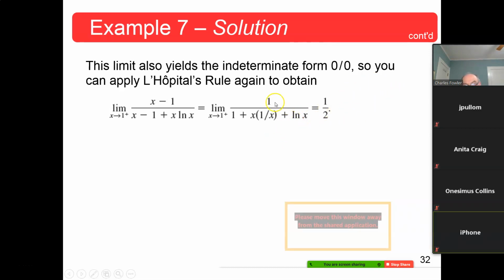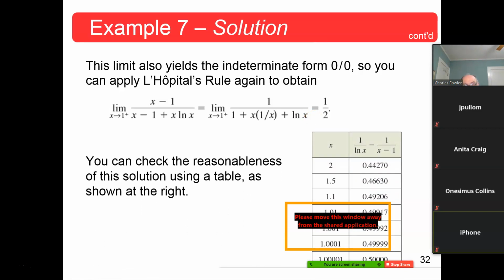Here you got a 1, here you got a 1, here you got a 1 again, so it's 1 over 1 plus 1, which is 2. Here you got a 0. So that gives you your 1/2. Exactly what we got. Okay?